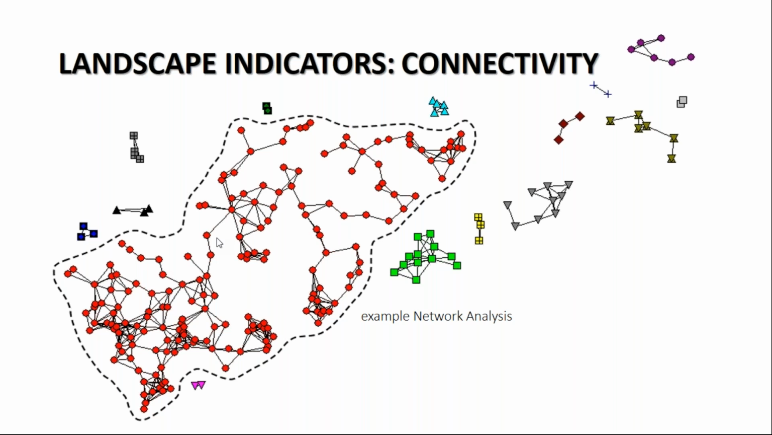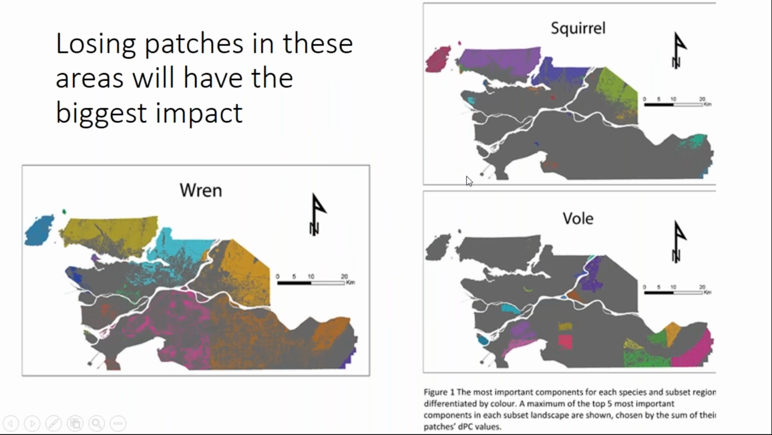So what we're in the process of doing is building a bunch of networks for different species throughout the region. And here's just an example with Pacific wren and Douglas squirrel and Townsend's vole. Once you build a network, you can rank patches by how important they are to network connectivity. These are just some schematics that show you what that might look like. You can give patches different colors that tell you, if I lose this patch, it's really important to overall connectivity. And we have ways to quantify that using different network metrics.